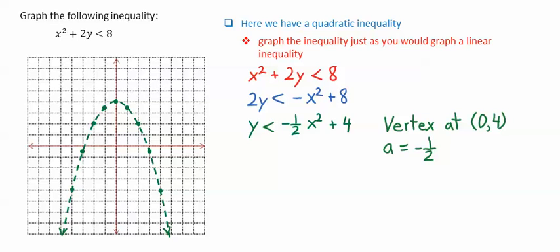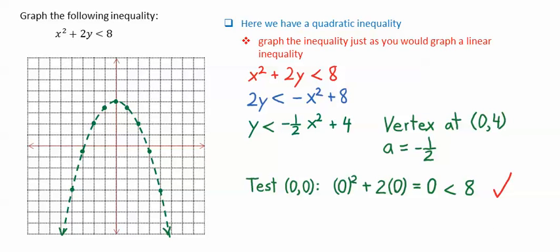However, we could also pick a test point. I'm going to pick the point (0, 0) and plug this in and see if we get a true statement for the inequality. 0 squared plus 2 times 0 is equal to 0. 0 is, in fact, less than 8. This means that the point (0, 0) is a solution to this inequality. This confirms that we shade in the region underneath this parabola.